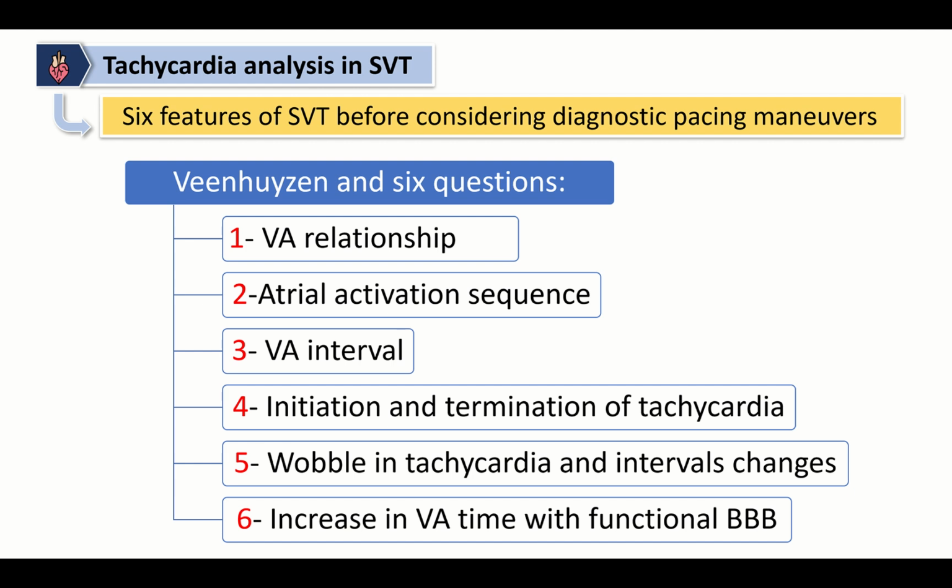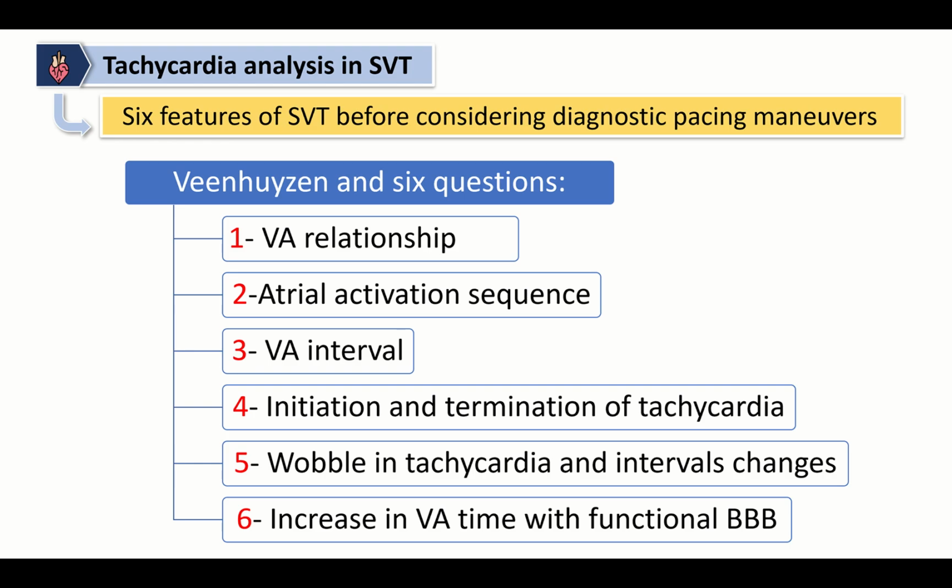VA relationship, is it one-to-one conduction or dissociated? Number 2, what is the atrial activation sequence? Is it eccentric or concentric? Number 3, VA interval, is it long RP or short RP tachycardia? VA interval less than 70 milliseconds or more.